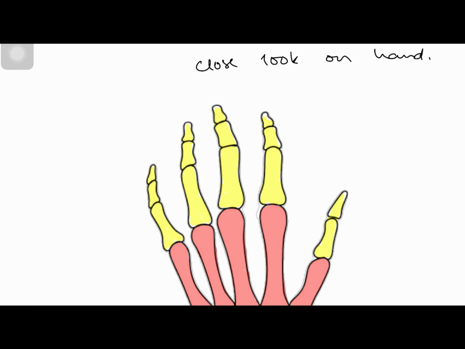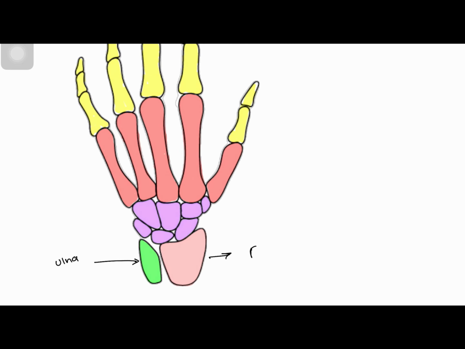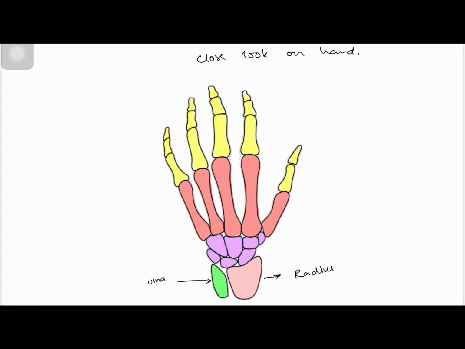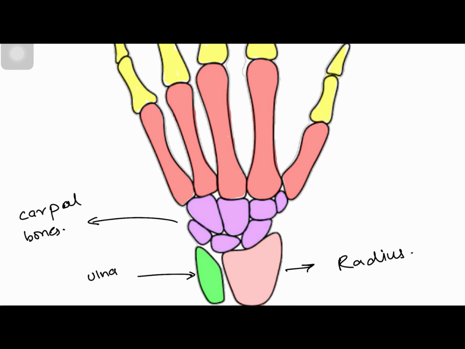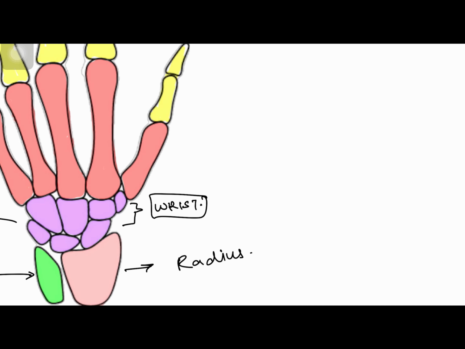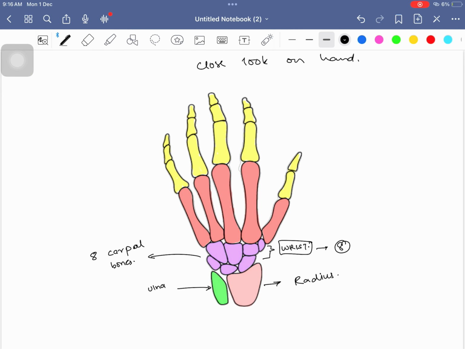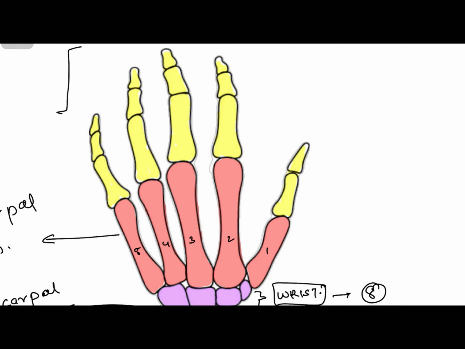Now let's take a close look at the hand and study the hand bones. This is the ulna, this is the radius, which we studied in the last slide. These are the 8 carpal bones, also called the wrist bones, which are 8 in number. These are the metacarpals, which are 5 in number: 1, 2, 3, 4, and 5.